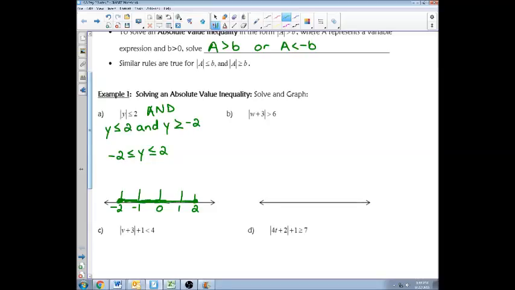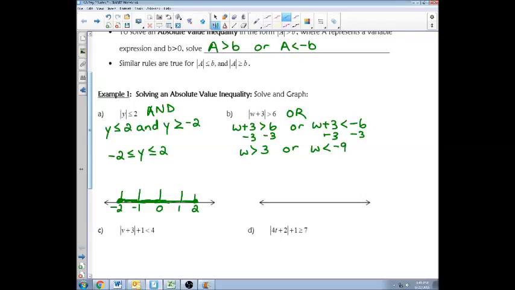On to part B. I have the absolute value of w plus 3 is greater than 6. Again, if you look back up at the top, it says greater than is going to be an OR problem. So w plus 3 would be greater than 6, or w plus 3 would be less than negative 6. I need to solve each of these individually, so subtract 3. W would be greater than positive 3, or I'm going to subtract 3. W would be less than negative 9.